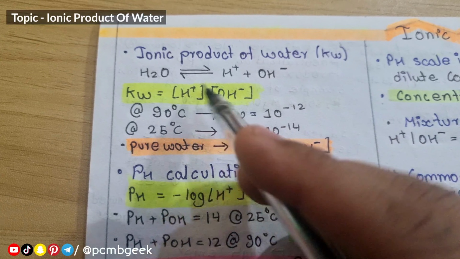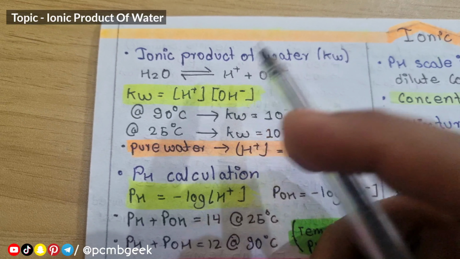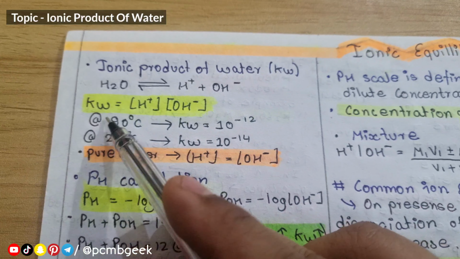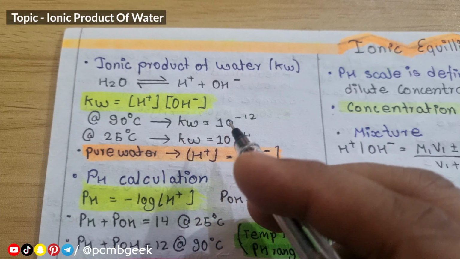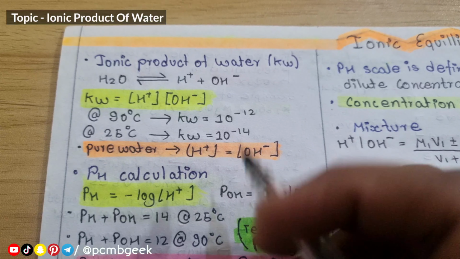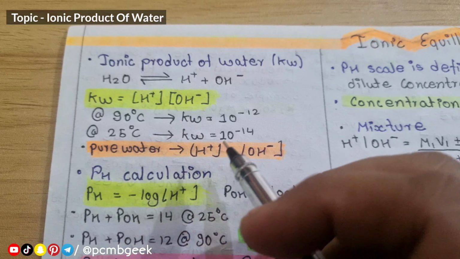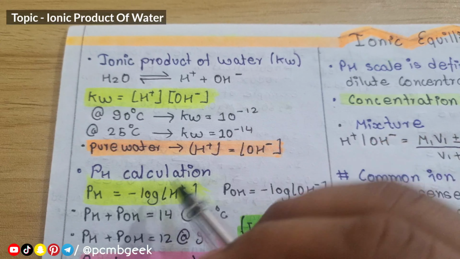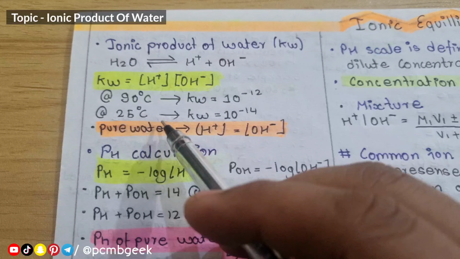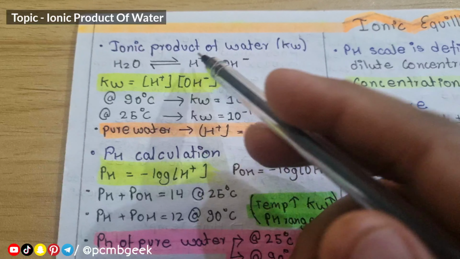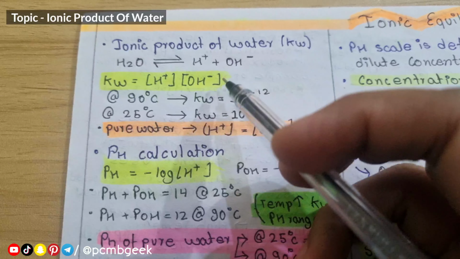Ionic product of water is the product of hydronium ion and hydroxyl ion concentrations. At 90 degrees centigrade, the ionic product of water is 10 raised to the power negative 12, and at 25 degrees centigrade it is 10 raised to the power minus 14. For pure water, the concentration of hydronium ion equals the concentration of hydroxyl ion.